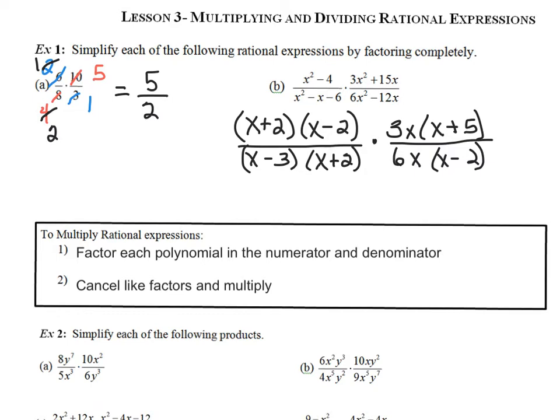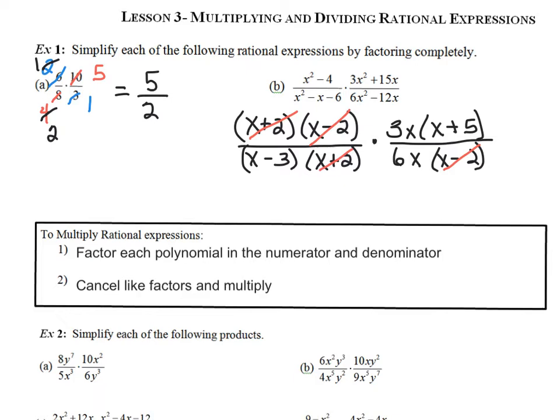It doesn't matter whether I'm canceling in the same fraction or whether I'm canceling a numerator of one fraction with the denominator of the other. So for example, x plus 2 will cancel with x plus 2. x minus 2 will cancel with x minus 2.